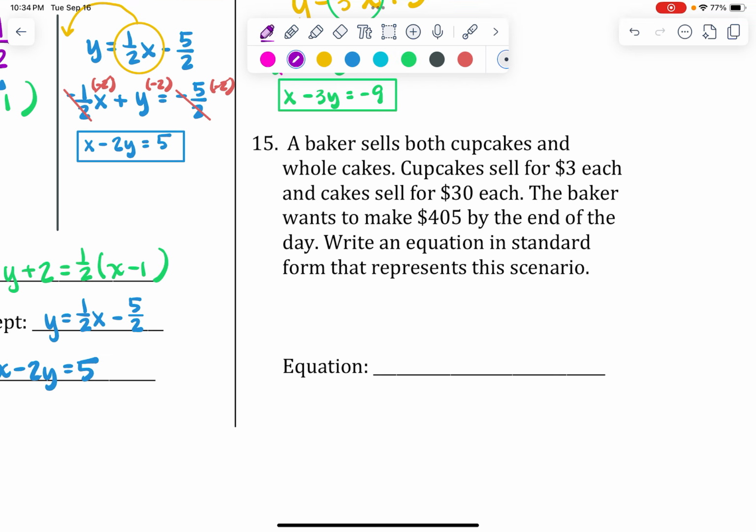Another story problem. They just want you to do the equation. Thank goodness. It says a baker sells cupcakes and cakes. Cupcakes are $3 each and cakes are $30 each. The baker wants to make $405 total by the end of the day.